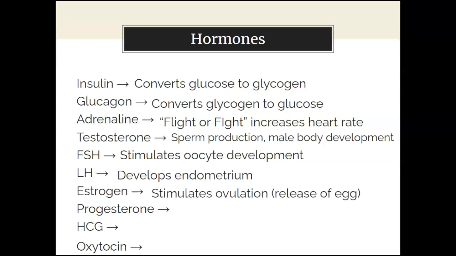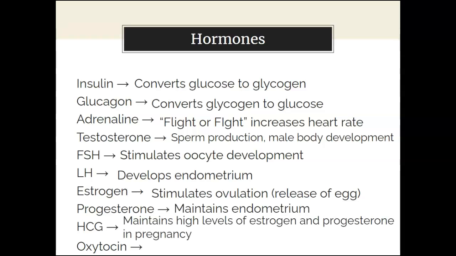Estrogen stimulates ovulation, the release of an egg. Progesterone maintains the endometrium, so luteinizing hormone develops it, but then it can't actually sustain the needs of an endometrium, and so progesterone is like, hey, I got you, don't worry about it. HCG, which is human chorionic gonadotropin, maintains high levels of estrogen and progesterone, which is necessary to maintain pregnancy. And then oxytocin causes contractions of the uterus in childbirth.